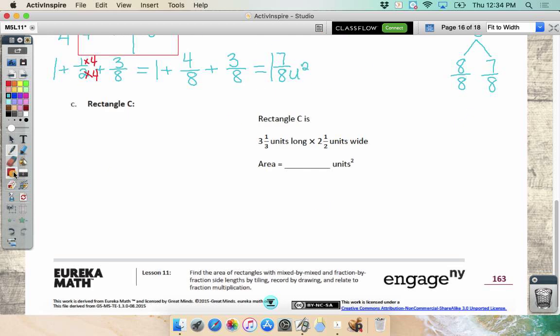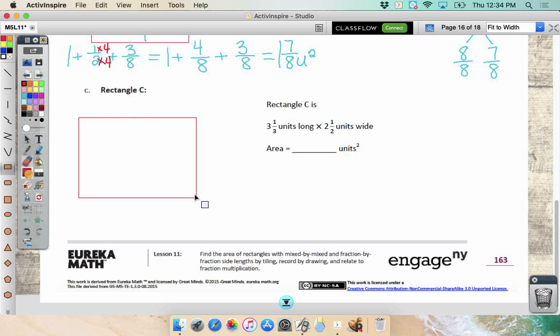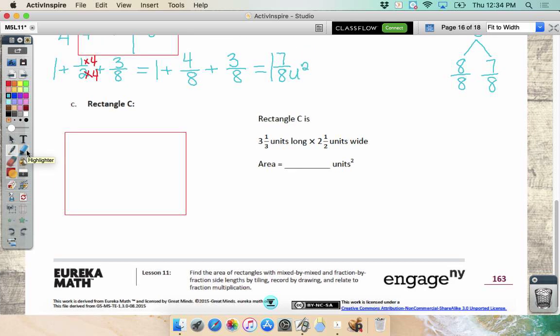Okay, so rectangle C, let's look at it. This kind of area model is the kind I showed you yesterday. Okay, so this is 3 1/3 times 2 1/2. Go ahead and write that down. And you know, I don't make them to scale because I like to have enough room in the box to write my answer. But it's totally up to you. There's somebody right beside me that's got the most beautiful drawing ever. All right. So 2 times 3 is what? 6.